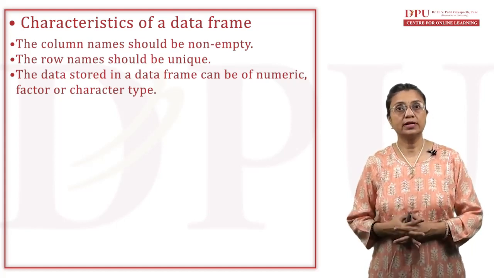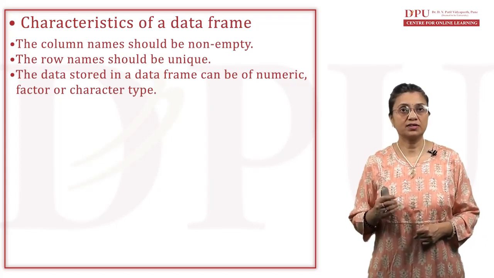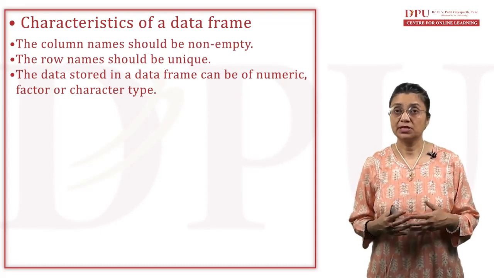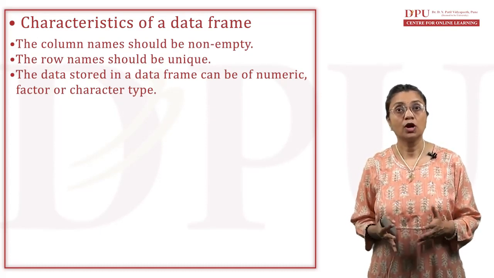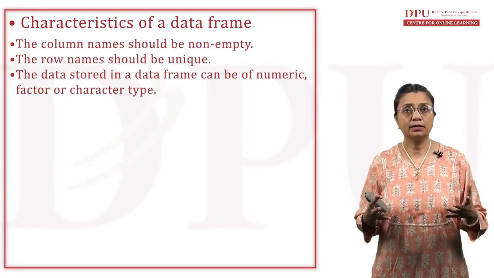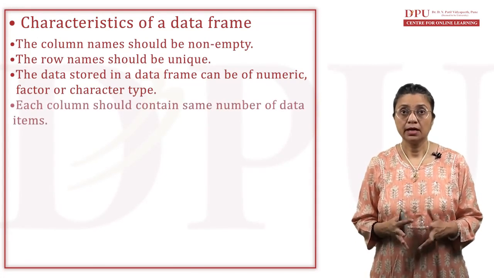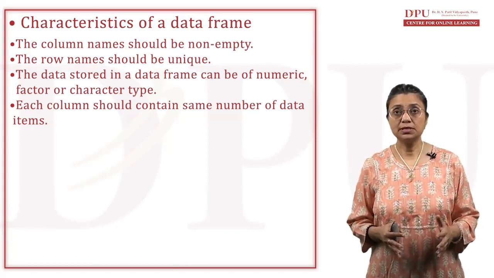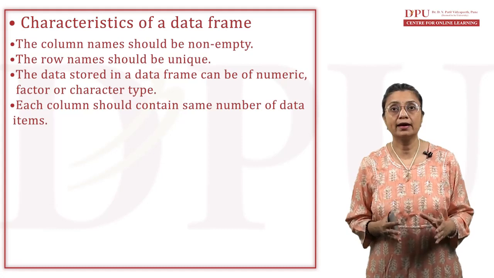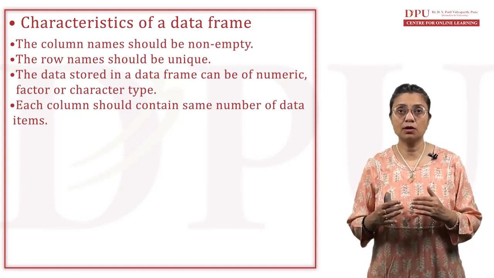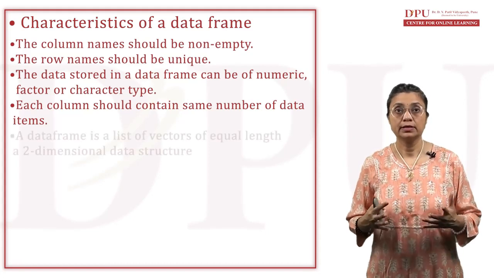The data stored in a data frame can be numeric, factor, or character type. It can be a numeric value like age. It can be a factor like zone or category, or it can be a character type like a name or a designation. Each column should contain the same number of data items, which means that every column should have an equal number of data items. Every column has to be of equal length.